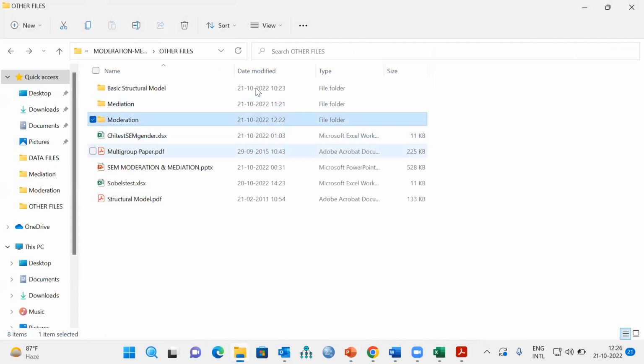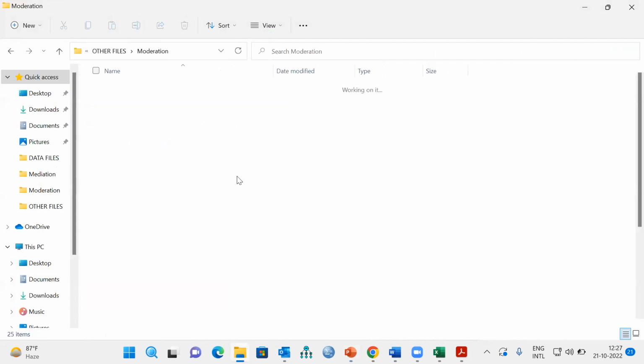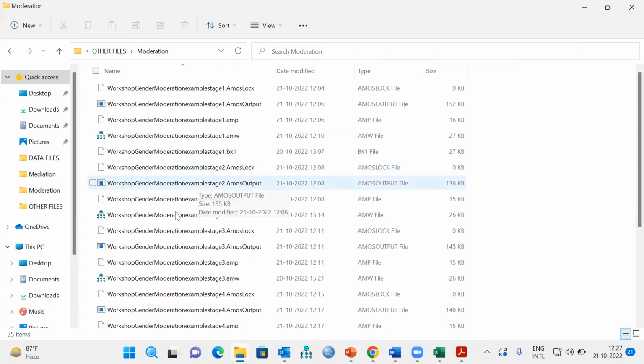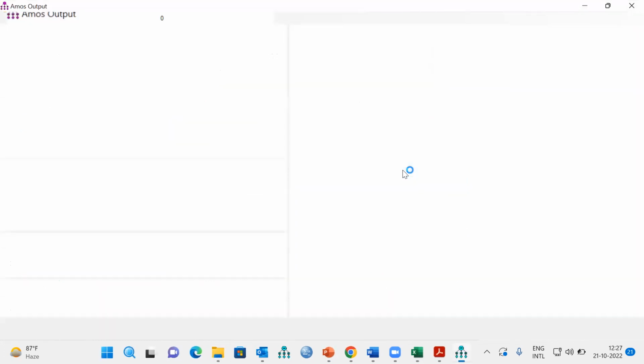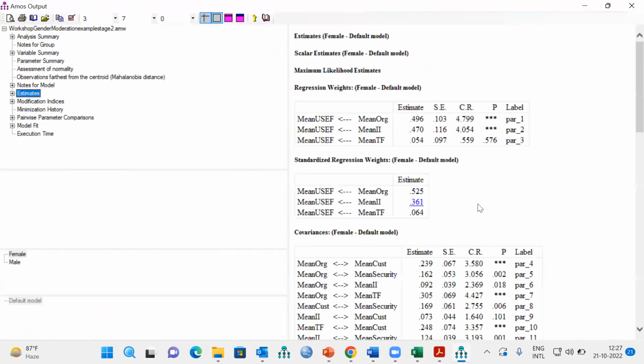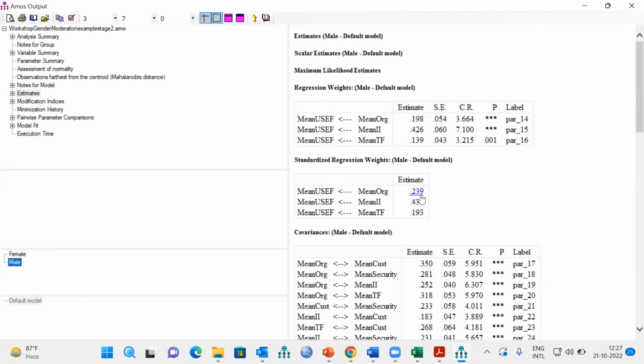Go to the results, output, and look at the estimates for the path. See, the estimate for the female, unstandardized 0.496 and standardized is 0.525. Generally, we look at the standardized to compare. For the male, it is 0.239. Exactly the same as what we have reported here.